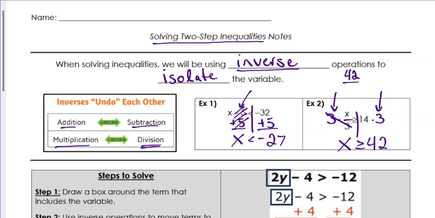42 divided by 3 is greater than or equal to 14. We also know that this is really saying any number that's bigger than 42 also works here. So we could say 43 or 45 or 47 divided by 3 is also greater than 14. So we didn't change anything about the inequality. Any number bigger than or equal to 42 also works in the original problem.